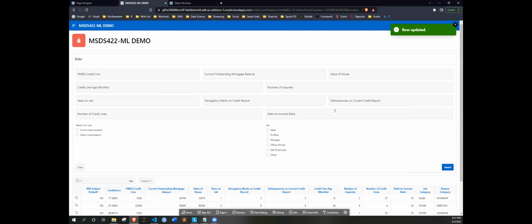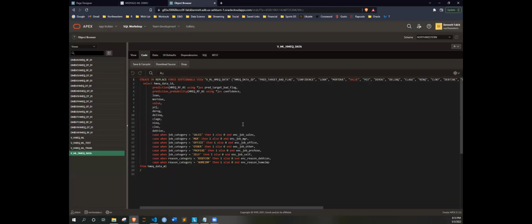What this form does is insert a record into our standalone table that contains information as if it were a new record being added into that data set. I've then created a view, which is almost a temporary table. It's basically a saved query that uses all of the appropriate information, stores that, and also puts in the prediction using that HMEQ RF01 model, and then the probability of that prediction happening and being correct.